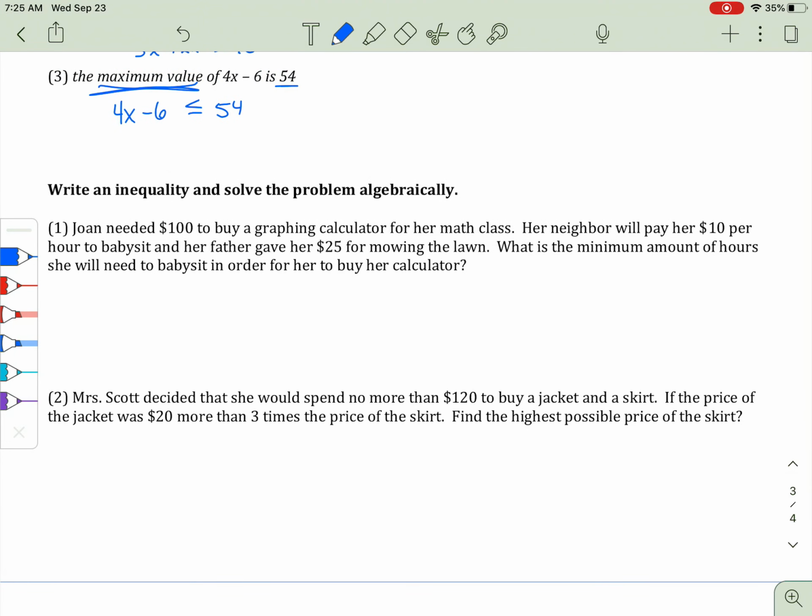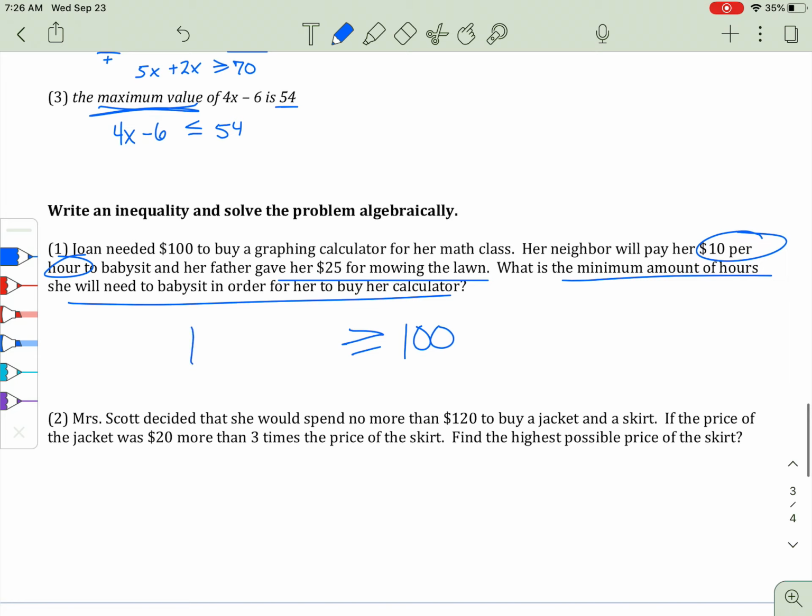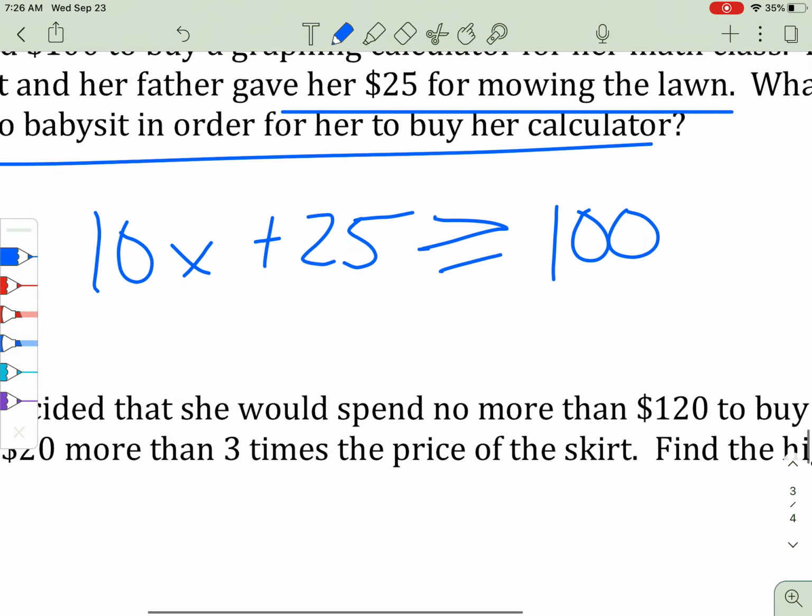All right, lastly, write an inequality and solve the problem algebraically. Joan needed $100 to buy a graphing calculator for her math class. Her neighbor will pay her $10 per hour, important piece of information, and her father gave her $25 for mowing the lawn. What is the minimum amount of hours she needed to babysit in order to buy her calculator? Okay, so we know it's $100, right? So we need to figure out, because she has to have at least $100 to buy the calculator. She could end up making more, but she has to have at least that. So she has $10 per hour, and she starts with $25. Okay, so there's our equation.